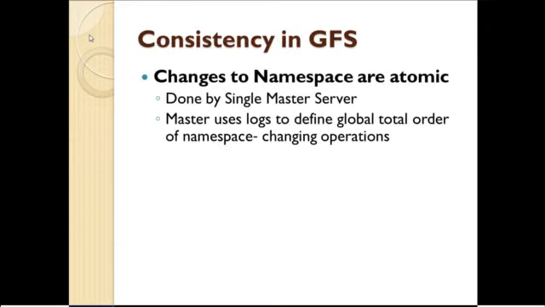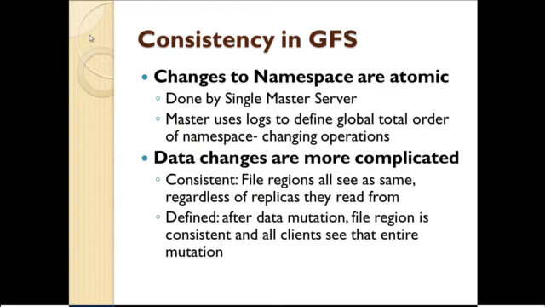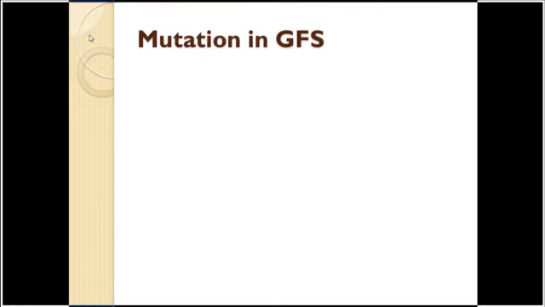Consistency in GFS. Changes to the namespace are atomic, done by the single master server. The master uses logs to define a global total order of namespace-changing operations. Data changes are more complicated. Consistent: all clients see the same file region regardless of which replica they read from. Defined: after a data mutation, the file region is consistent and all clients see the entire mutation.